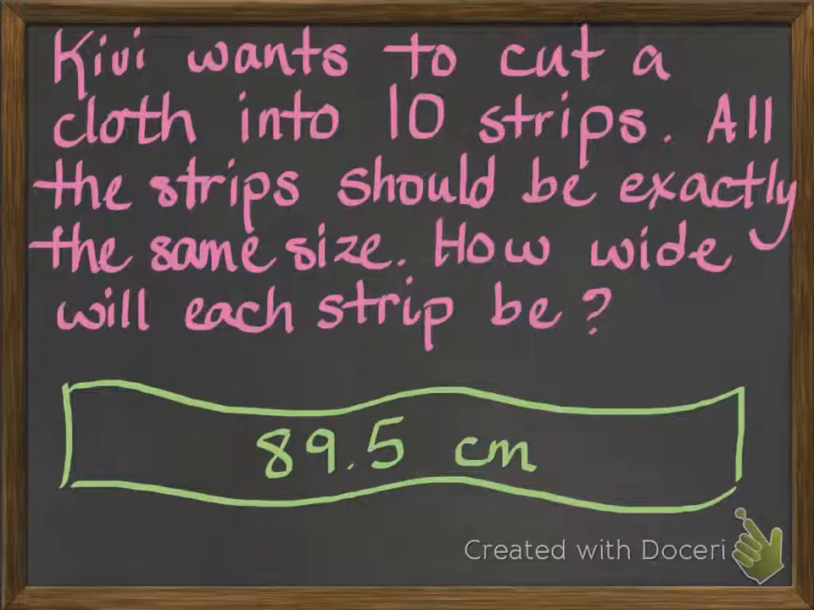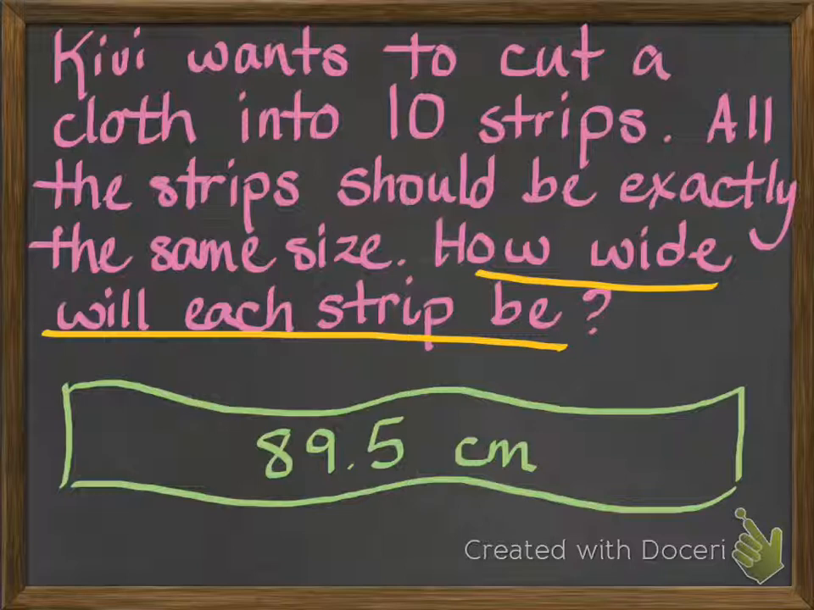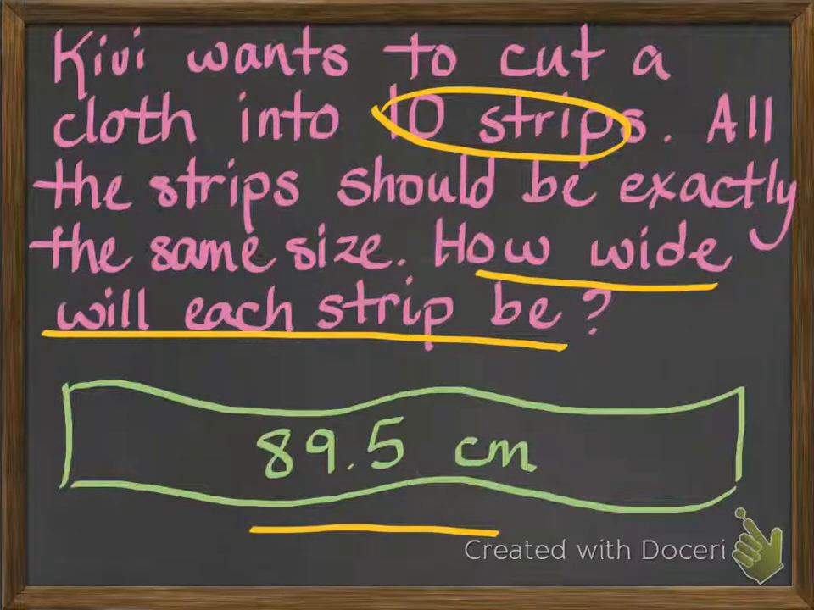So let's find out what it's asking us to do. It wants us to tell them how wide each strip will be if we break this apart into 10 equal strips. The important information is that there are 10 strips that we're going to be cutting this cloth into. The total length of the cloth is 89.5 centimeters. Our operation then, if we're putting it into 10 different strips, is dividing.